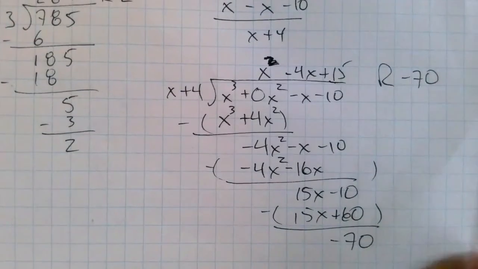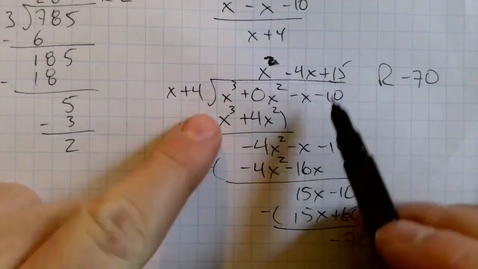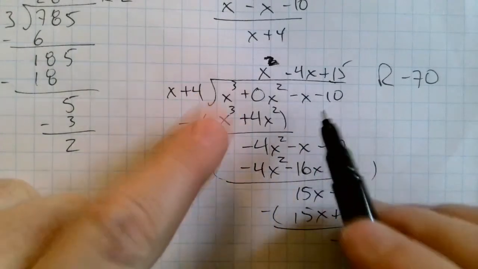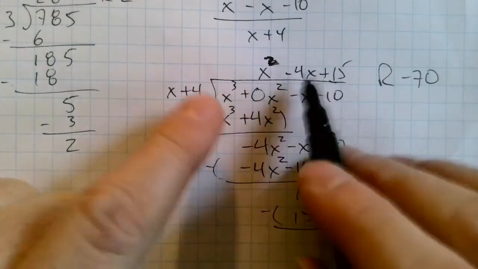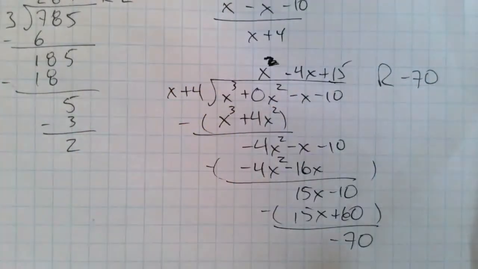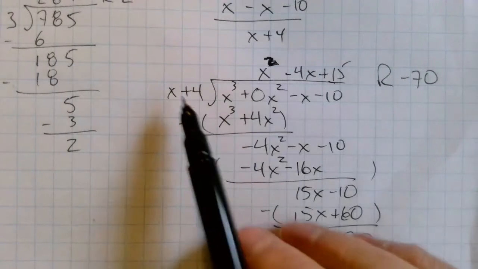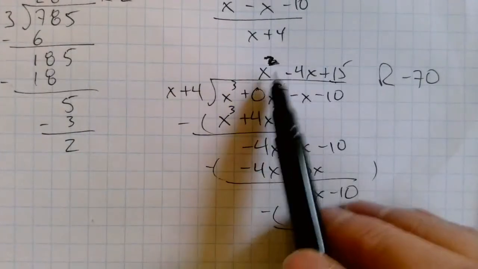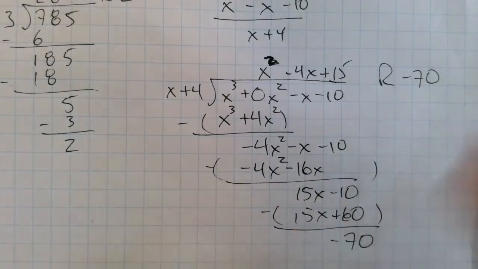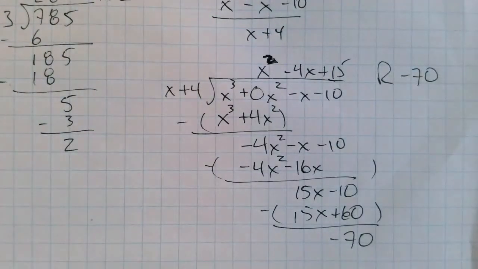So what does that mean? Well, that means that I couldn't get x plus 4 to multiply out nicely to get this x cubed minus x minus 10. I couldn't get a quotient here that made it multiply out perfectly to get my dividend. But I got really close. Okay, x plus 4 multiplied by x squared minus 4x plus 15 is really close. If I just subtract 70 from that result, then I get my result here.